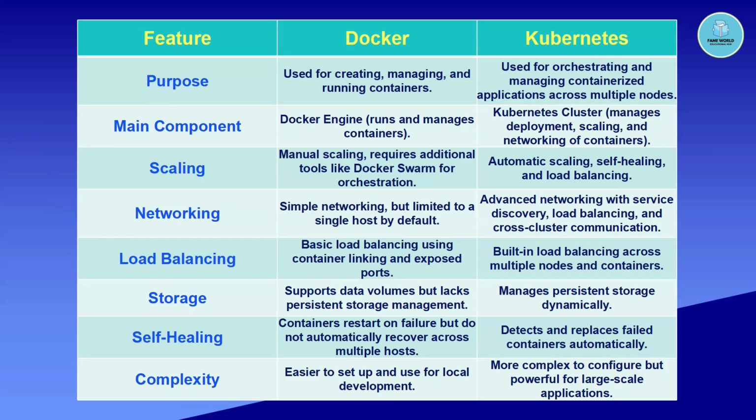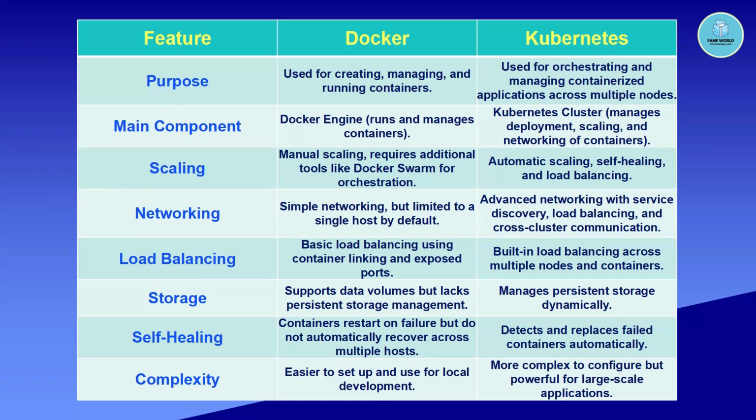Then the storage feature: in Docker, it supports data volumes but lacks persistent storage management. Whereas in Kubernetes, it manages persistent storage dynamically. Here, dynamic storage management is present in Kubernetes, whereas in Docker, it supports data volumes but persistent storage management is lacking. Persistency is lacking in the case of Docker.